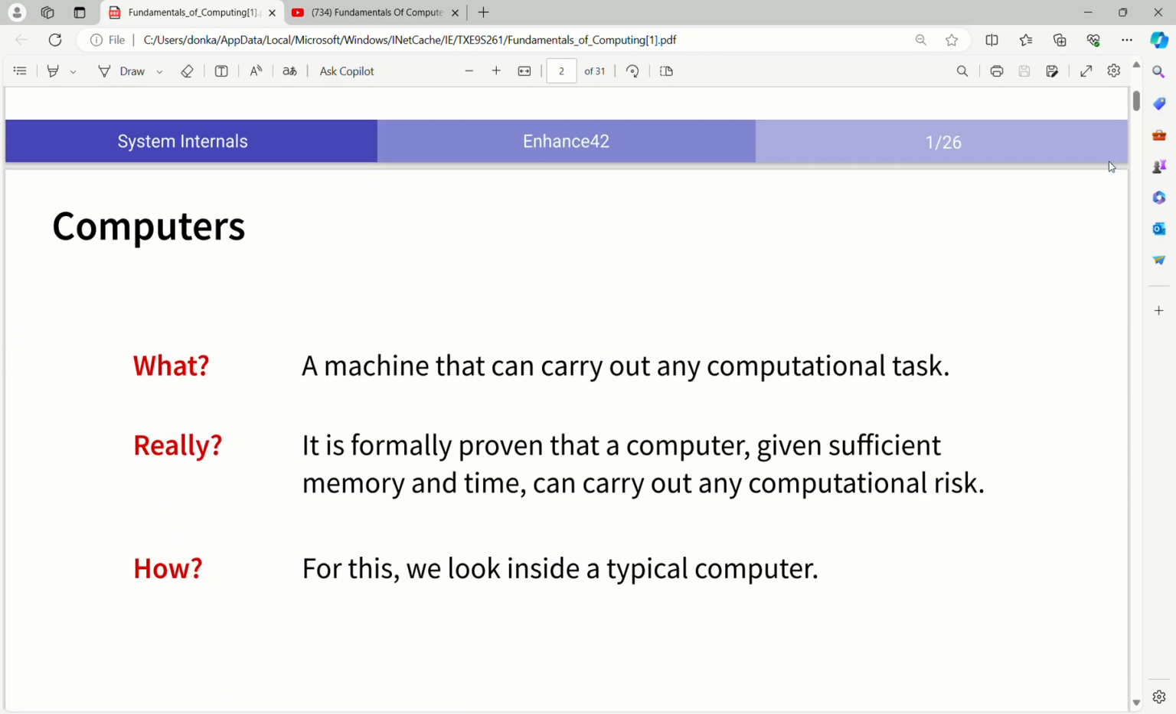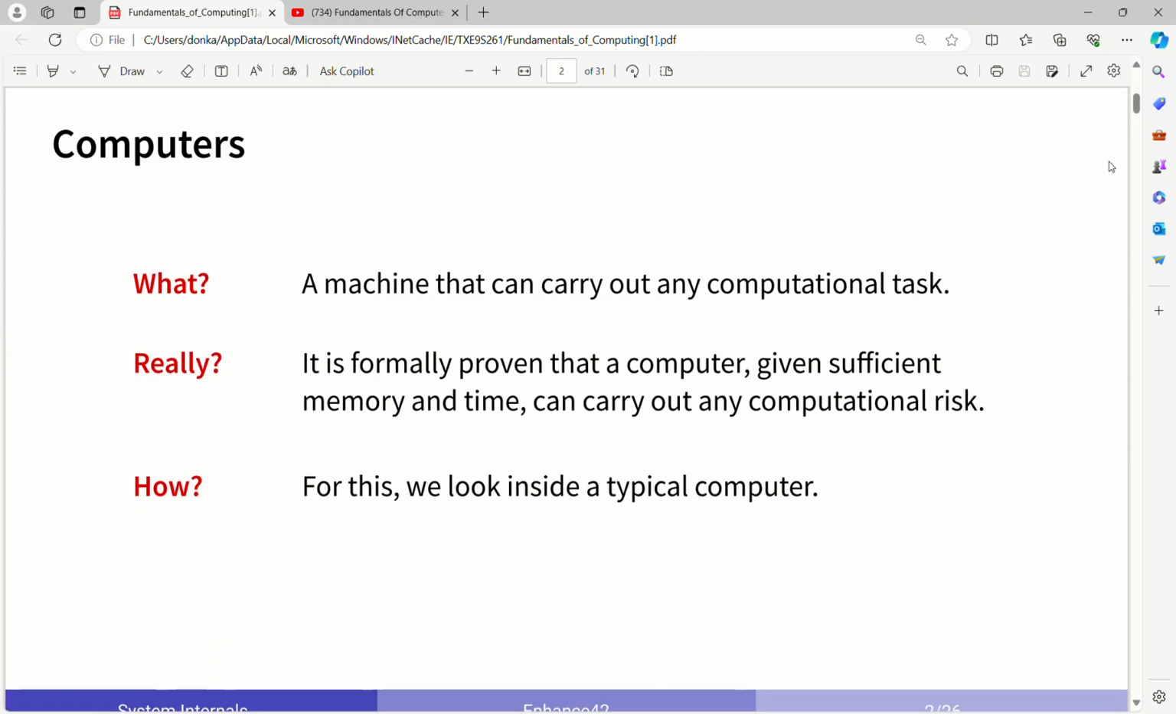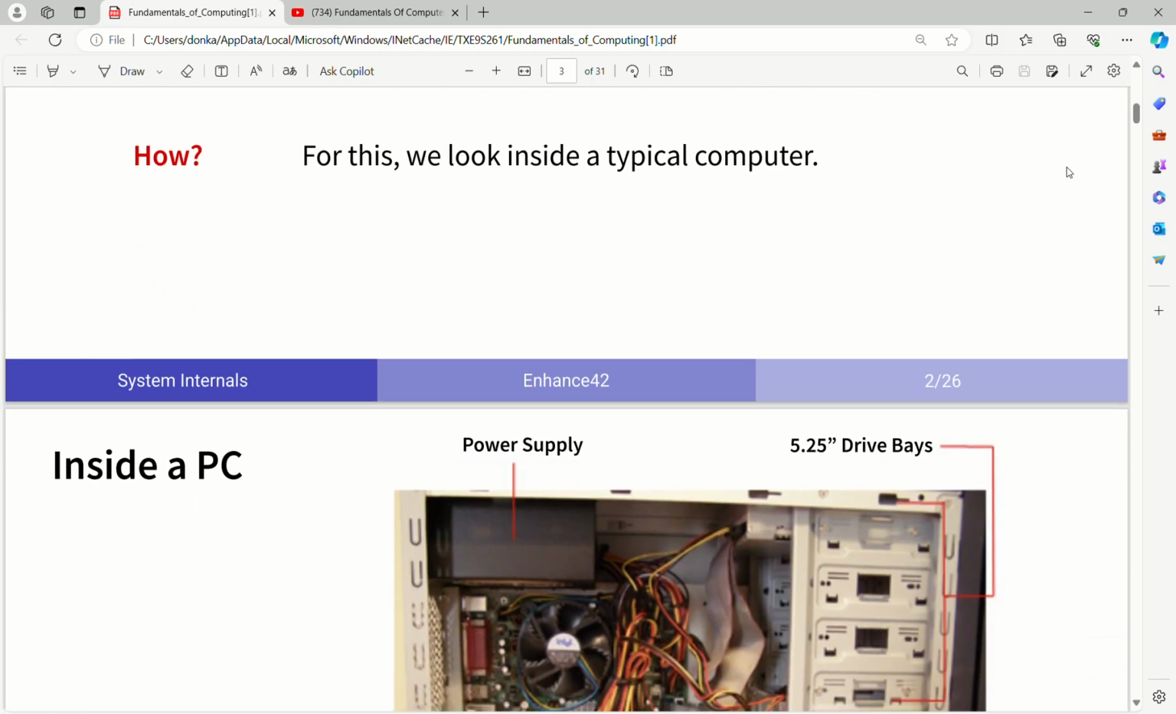First of all, I would like to tell about what is a computer. A computer is an electronic device. It is a machine that carries out computational tasks. They can perform a wide range of tasks from simple calculations to complex problems. It is formally proven that a computer, given sufficient memory and time, can carry out any computational task.